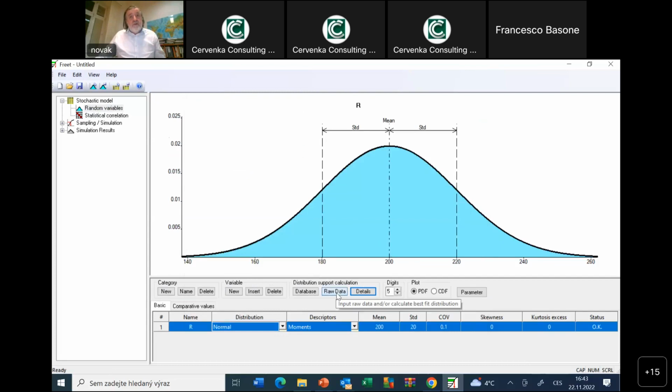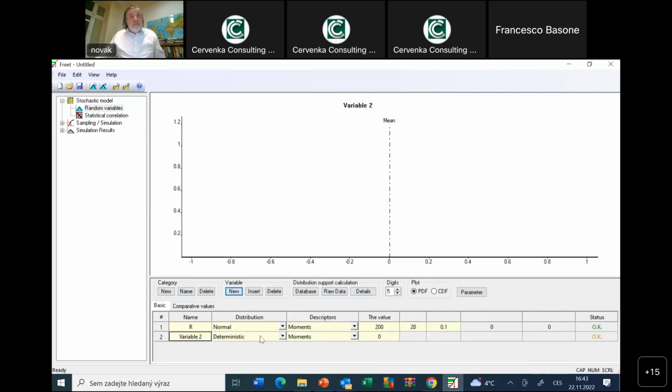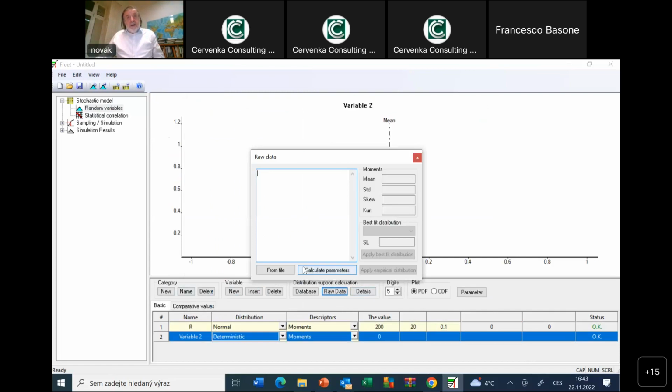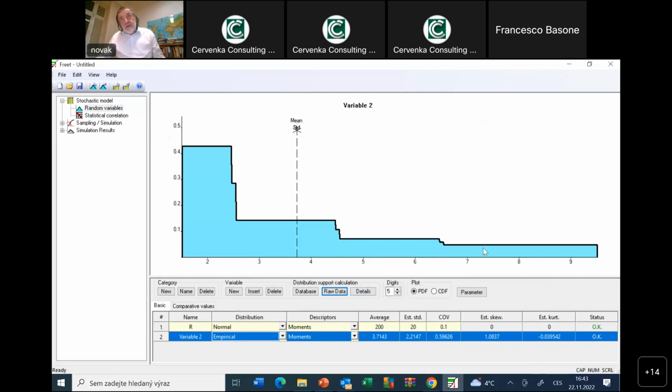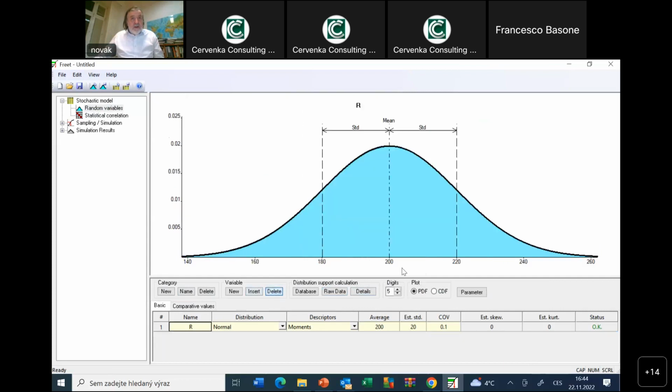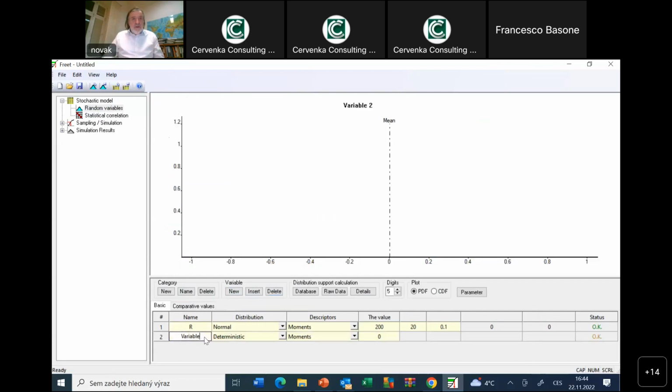There is also the possibility to work with raw data. If I click on new random variable and, for example, click on raw data, I can extract them from a file, or I can generate some data, and based on this data, statistics are calculated, and I can apply this empirical distribution for my calculation if I have really raw measured data. Well, now I just delete these random variables, and I would like to proceed with another new variable which we have here.